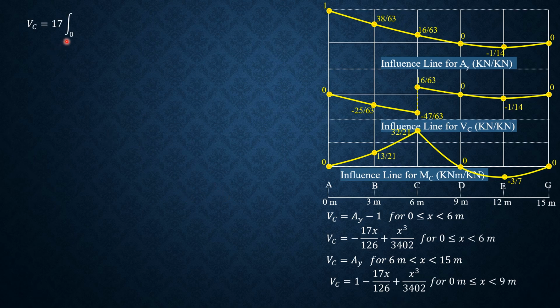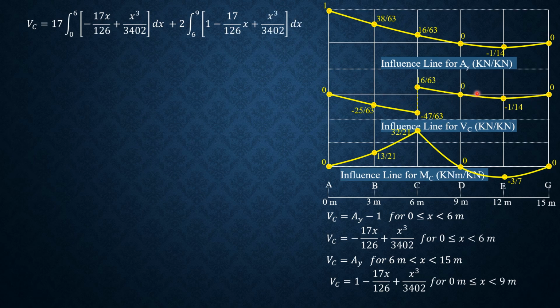V sub C is the integral from 0 to 6. So negative 17x, the area here is expected to be negative. By the way, the maximum shear is negative. There are two regions where shear is negative, and only one that is positive. So 17 times the integral from 0 to 6, take note, this is the expression for V sub C: negative 17x over 126 plus x cubed over 3402 dx. That's the area under the curve from 0 to 6.